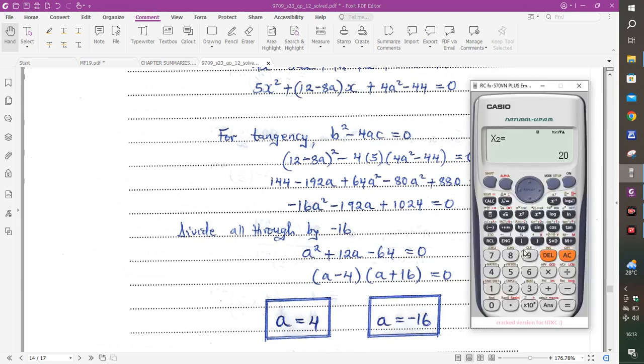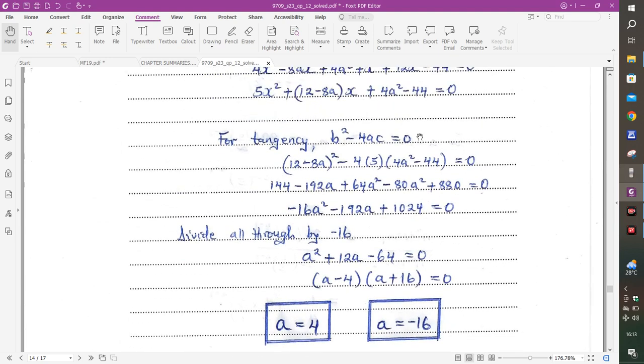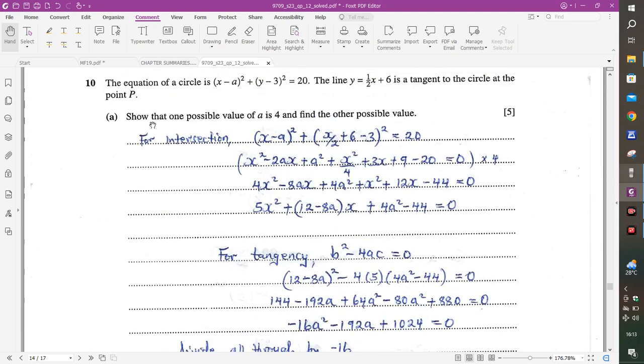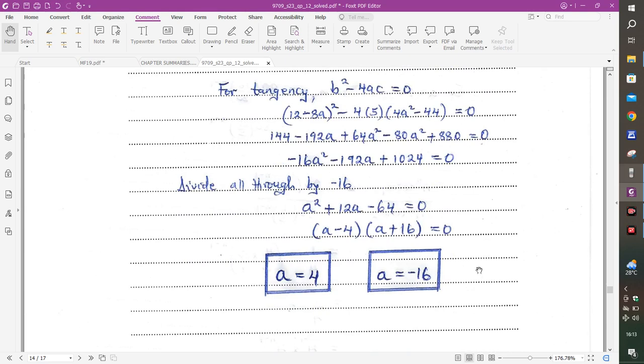Putting that in our calculator, we are having 1, then 12, and then negative 64. It will give us 4 and then negative 16. And those are the two answers we have for a. Remember, they say show that one possible value of a is 4, and it is in there. We have seen it. And find the other possible value. So the other possible value is negative 16.